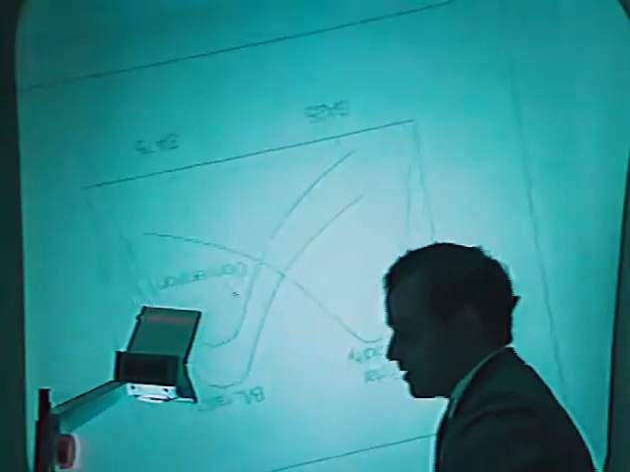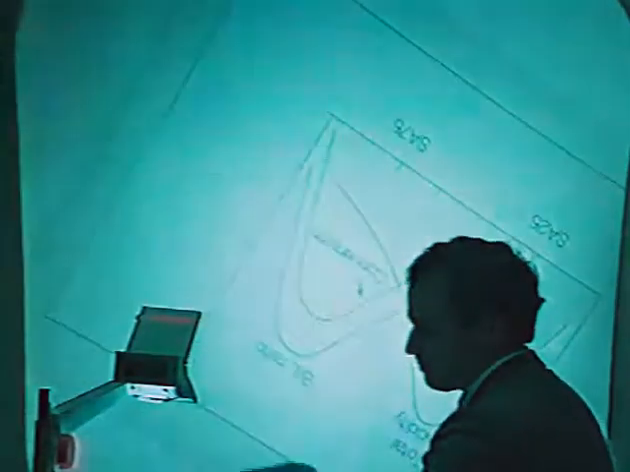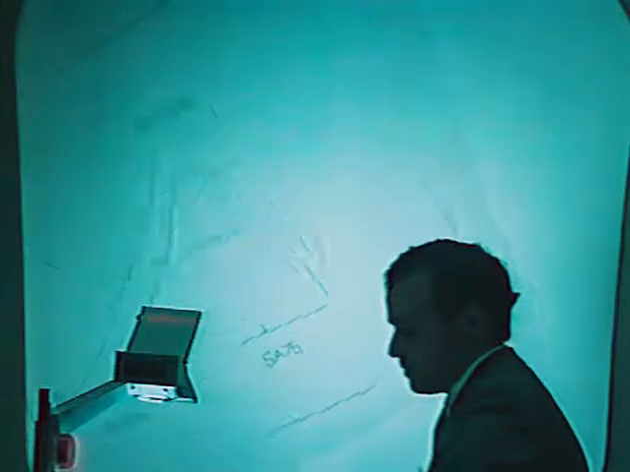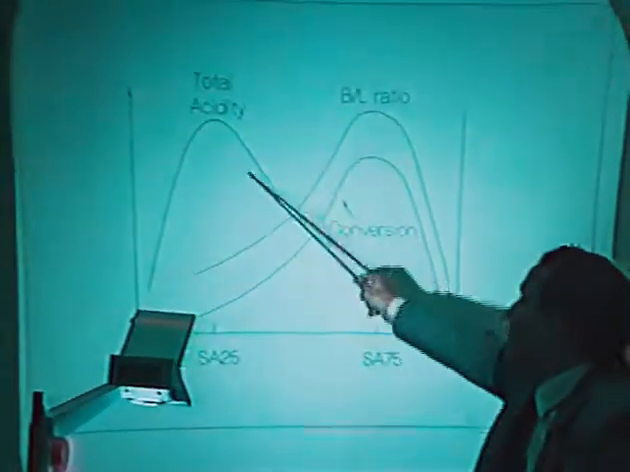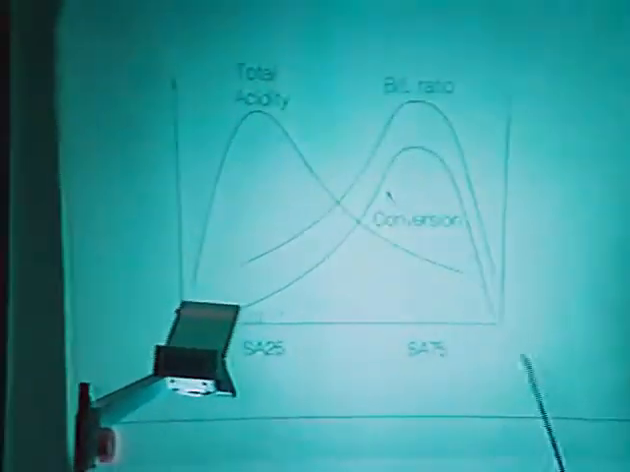Just to simplify and summarize what I have just said, this is a good scheme. Total acidity doesn't correlate with denitrogenation conversion. However, the Bronsted-Lewis ratio does.